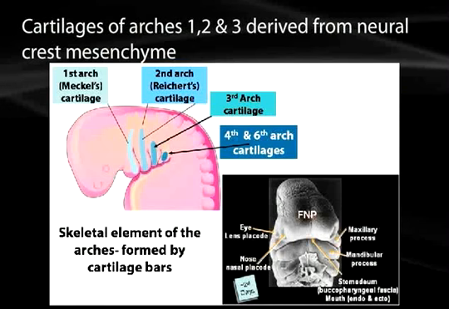Now let's look at the cartilages of the arches. The first arch is going to be Meckel's cartilage, and the second arch is going to have Reichert's cartilage. These are the most often tested ones. There's a third arch cartilage and a combined fourth and sixth arch cartilage as well. These are going to form the skeletal elements of the arches.